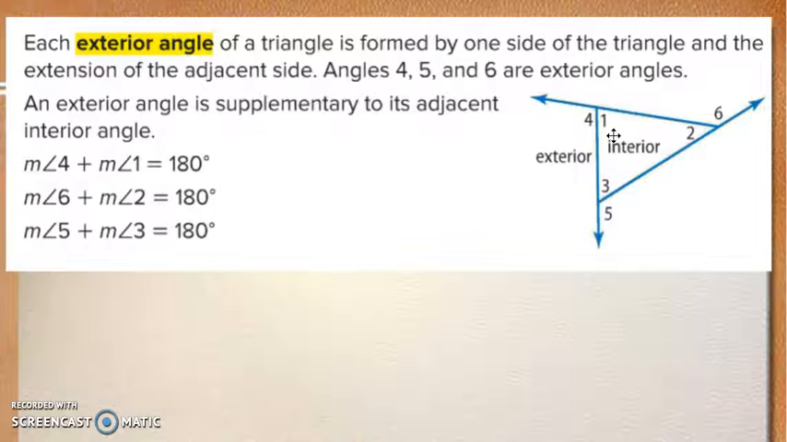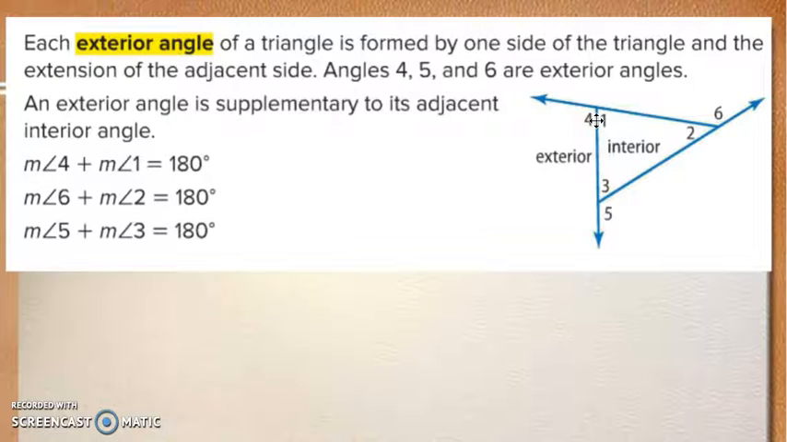In the last example, we had the interior angles, and now we're going to talk about an exterior angle. An exterior angle is formed by extending one of the sides of the triangle. Angle 4 is an exterior angle because it is on the outside of the shape. An exterior angle will be supplementary to its adjacent interior angle. Remember, adjacent means next to, and they share a side.